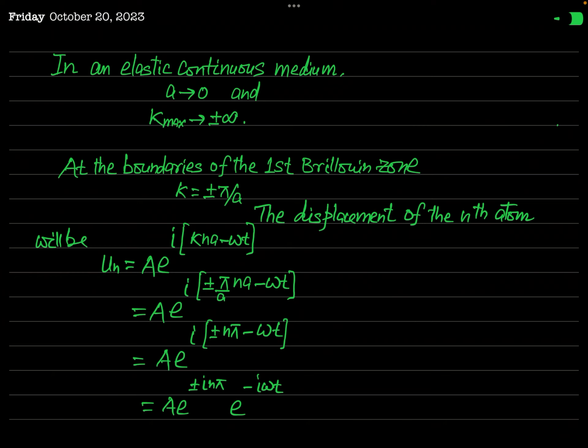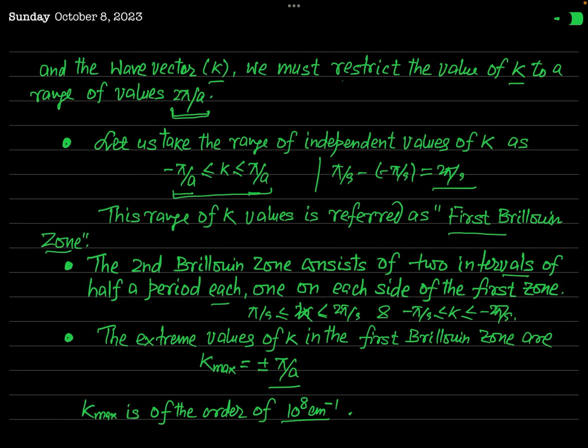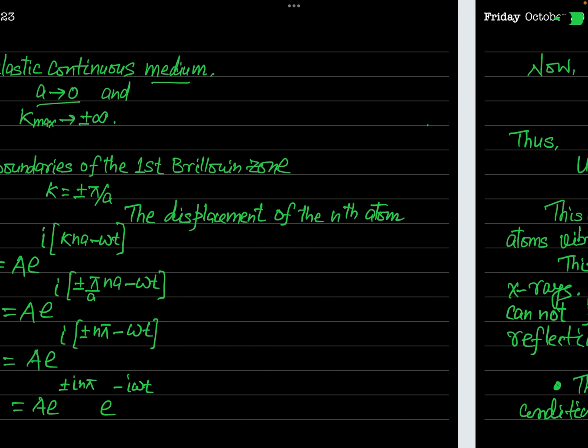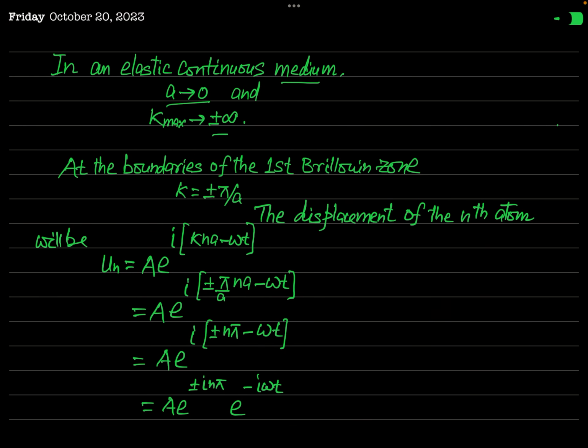Then what will happen if you consider a continuous medium like a string? As you know, in case of a continuous medium like a continuous string, a tends towards 0, and if a tends to 0, then what will happen to the value of k max? Definitely you can say, since a tends to 0 in case of a continuous medium, for example a continuous string, then k max will tend to infinity.